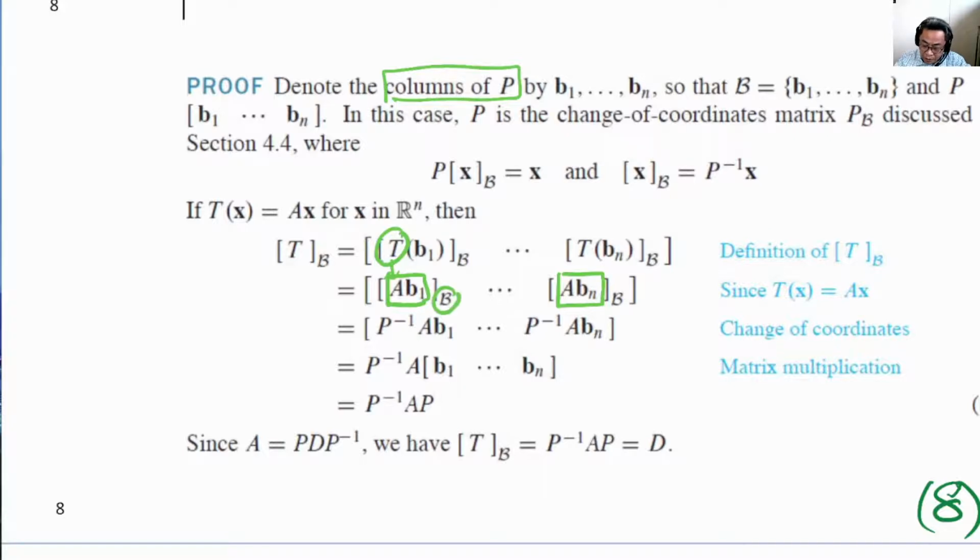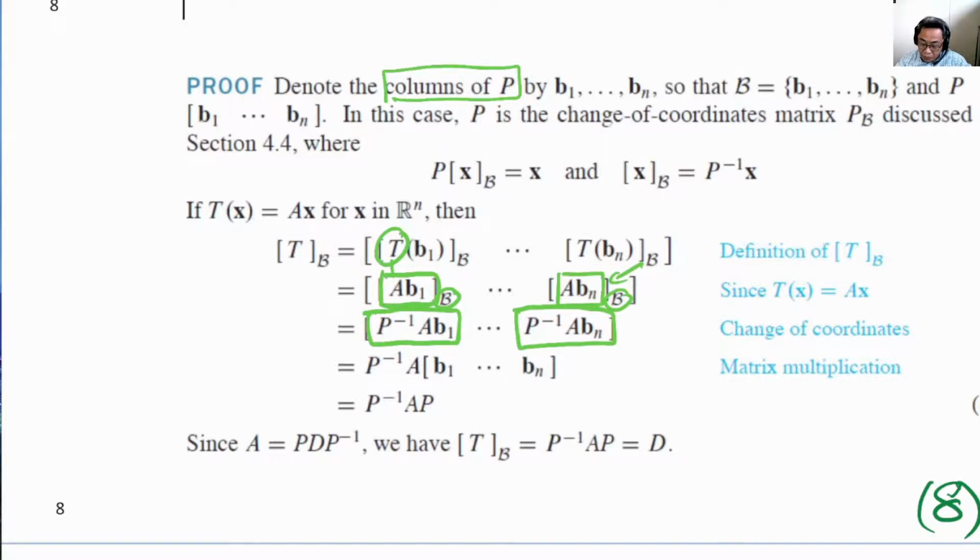Now there's a change of basis needed here because A times b1 is still in the standard basis. Right, so how do we change something in the standard basis to the B basis? Remember, all we need to do is to pre-multiply by the change of coordinate matrix's inverse. So it's P^-1 times A b. What happened is that in the first column, it was A b1 in the B basis, and this is realized by P^-1 A b1 for the first column. And in the last column it is A bn in the B basis, and this also means that it is P^-1 A bn.